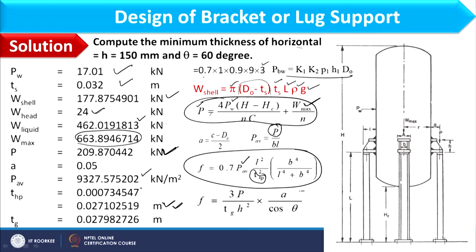And similarly, for gusset plate, we have this expression where I need to calculate A, which is basically 0.05, and that you can find out from this expression. Okay, and then cos theta, theta is 60 degree, which is given, and then you can find out this TG value, which is 0.02798 meter. Okay. Now, what is this F? Here we have considered allowable stress of horizontal plate, and here it is allowable stress of gusset plate. In this case, both values are equal, otherwise we need to consider accordingly.